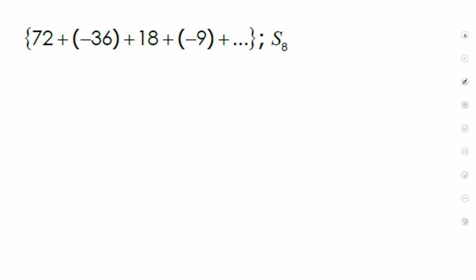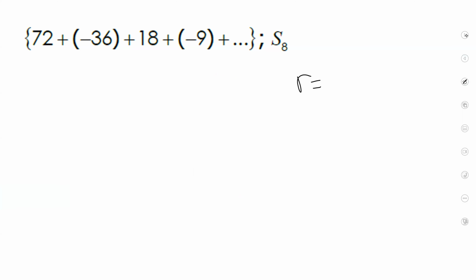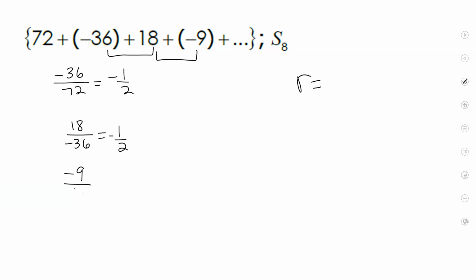Let's do this example. Now, guys, we need to figure out what the common ratio is. Remember, we need to know what r is so that we can plug it into the formula that I just gave you. So we're given these numbers. Let's figure out the ratio. What is negative 36 divided by 72? Negative 1/2. Let's do the next two consecutive numbers. 18 divided by negative 36 is negative 1/2. Let's do the next two consecutive. Negative 9 over 18 is what? Okay, so it seems like my common ratio is negative 1/2.